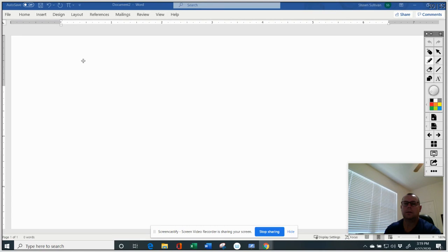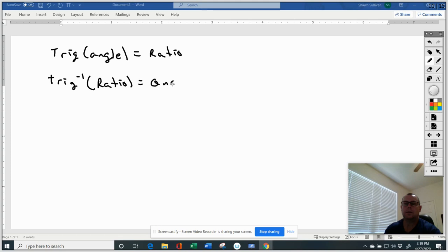And so remember, when we're doing this inverse trig, if we have our trig function, and then we have an angle, that's equal to the ratio. And if we have the inverse trig function, the ratio is equal to the angle. So it's basically our input and our output switch, our x's and our y's, when we go from the function to the inverse.